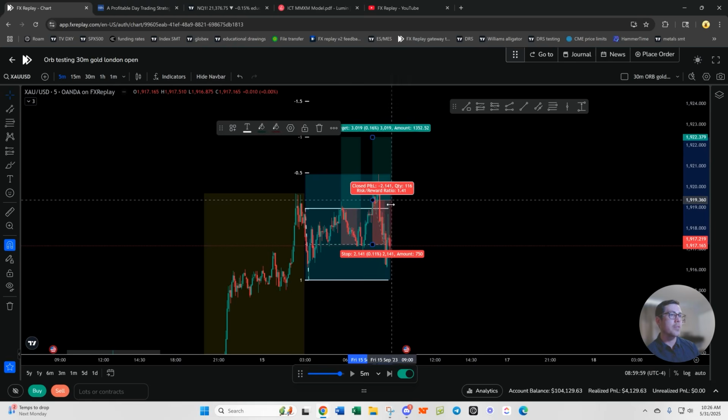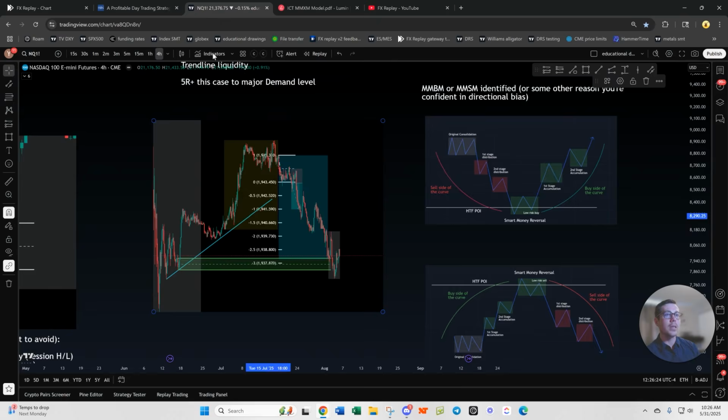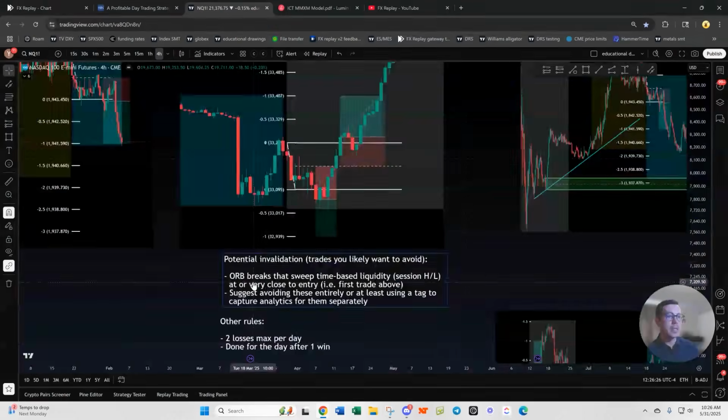Both of these trades could have been avoided if you use the invalidation that I mentioned, or basically if there's a time-based liquidity sweep pretty much at the entry or very near the entry. If you avoid those trades, we're going to see we'll have a higher win rate if we avoid those.